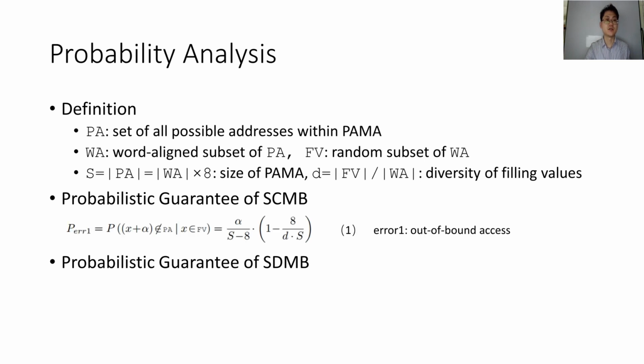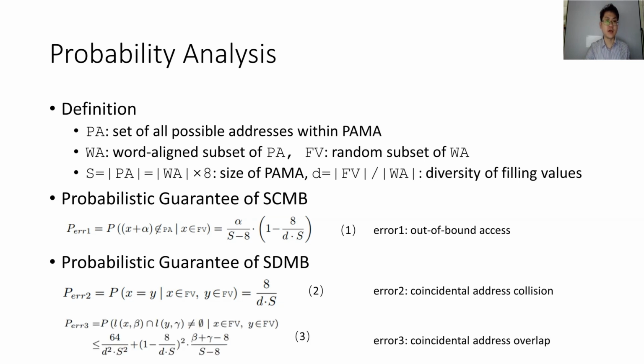The first type of error is out-of-bound access, whose probability is calculated by equation 1. The second type of error is coincidental address collision, whose probability is calculated by equation 2. The third type of error is coincidental address overlap, whose probability is calculated by equation 3. The detailed proof can be found in our paper.